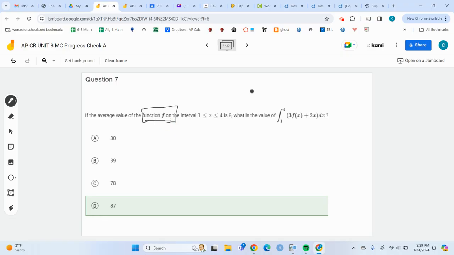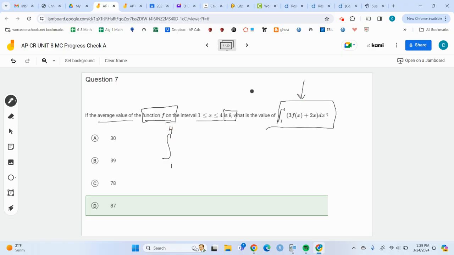If the average value of the function f on this interval is 8, what is the value of this? Because I actually haven't seen College Board ask one like this, and it's kind of an interesting way of asking a student to use the properties of definite integrals. So I'm going to start with this statement right here.